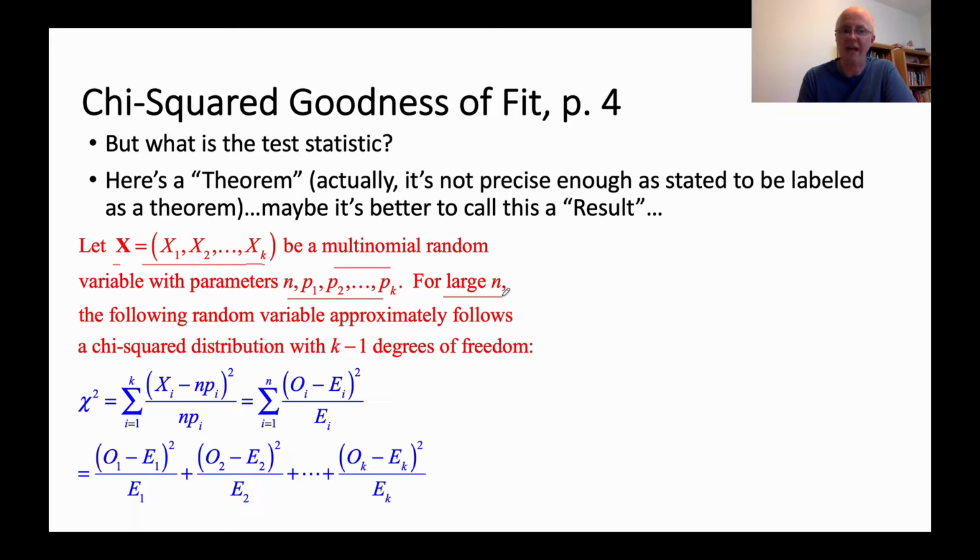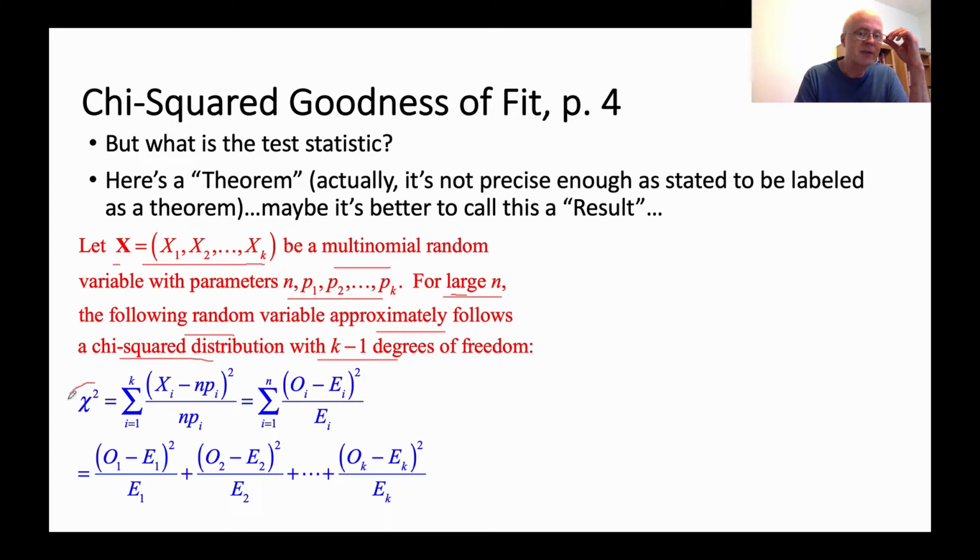For large n, is 100 large? Well, there is some guidance in our textbook for my students. I'll let them decide whether in a given situation n is large enough. The following random variable follows approximately a chi-squared distribution with k minus 1 degrees of freedom. Okay? What makes this not a theorem? What makes this vague? Well, the word large is vague and the word approximately is vague. That's why it's not a theorem as stated. Okay, you have to make things more precise.